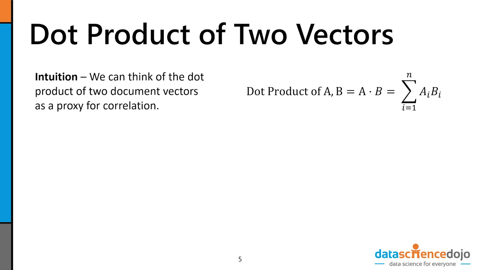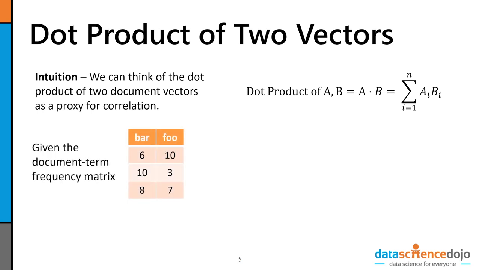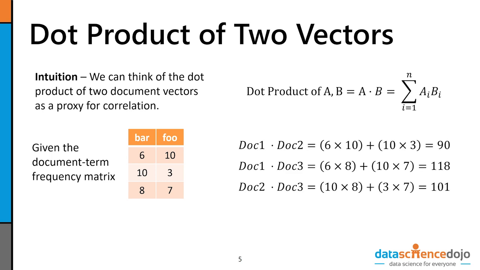When we talk about cosine similarity later on in the series, cosine similarity is actually a better proxy for correlation, but the dot product is part of the cosine similarity calculation. So you can think of this also as a high-level proxy for correlation. And this is super important, as we'll talk about later when we do SVD and LSA. Okay. So what does that mean? If we take our hypothetical document term frequency matrix that we have here, we can actually calculate some dot products using the mathematical equation above. So first and foremost, here are the calculations for doc 1 versus doc 2, doc 1 and doc 3, doc 2 and doc 3.